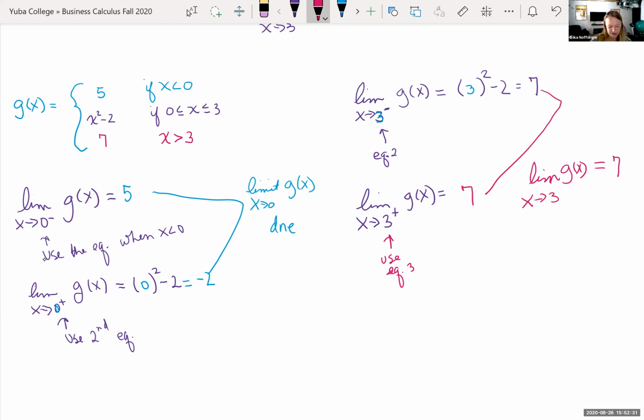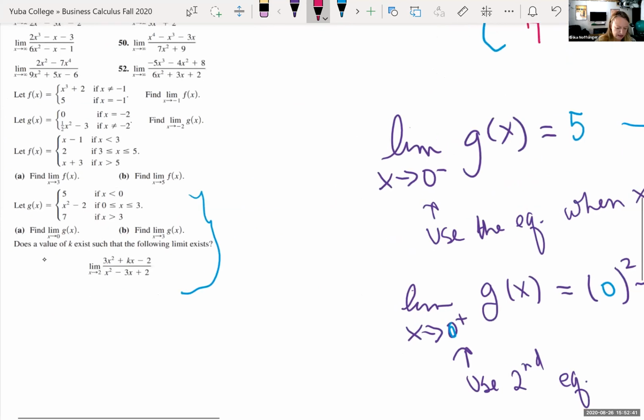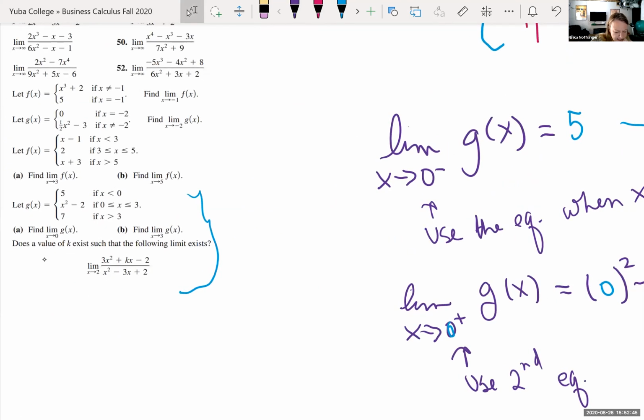Okay, there was one last question, I believe, that was in that piece. So I'm going to scroll over for a second and grab it and see what it said. Does a value k exist such that the following limit exists? It looks like a great question, so maybe we should look at that. Okay, so does a value of k exist such that the following limit exists?